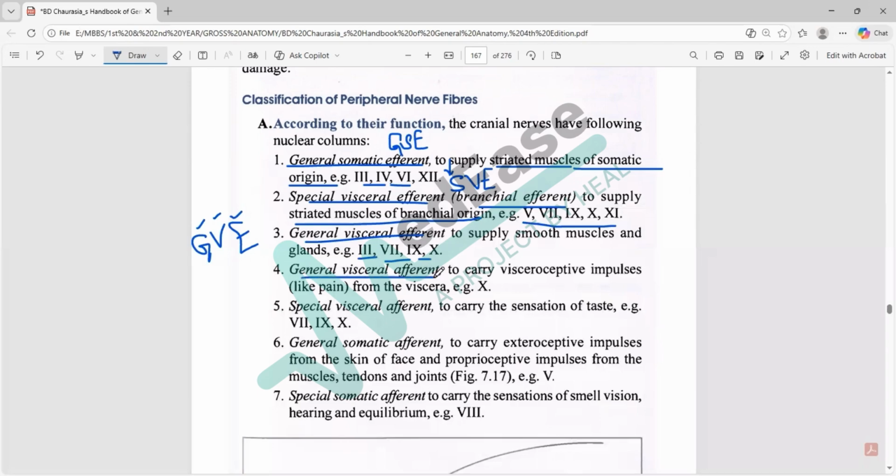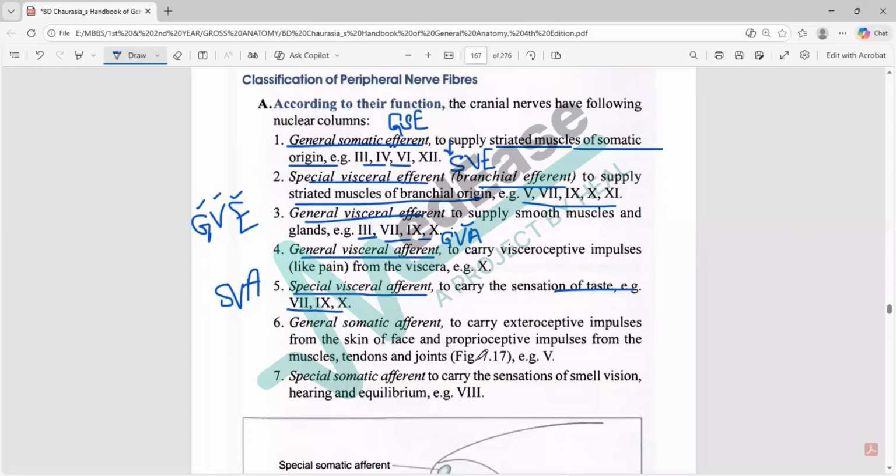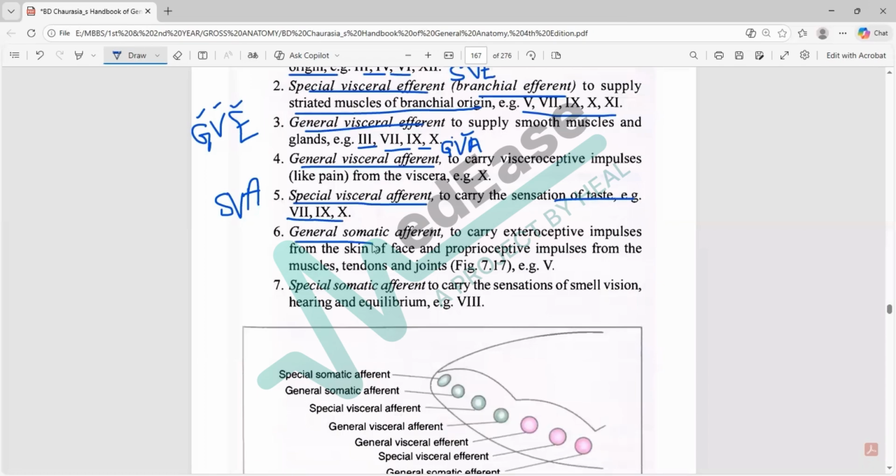Next we have the GVA, the general visceral afferents. As the name suggests, it mainly transfers the general sensation signals from the viscera. Now when we talk about SVA, the special visceral afferents, they mainly carry taste or anything else like balance. For this we need to remember it is mainly involved with cranial nerves 7, 9 and 10. Then we also have the general somatic afferent.